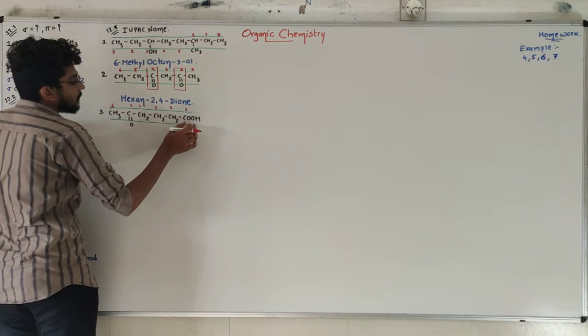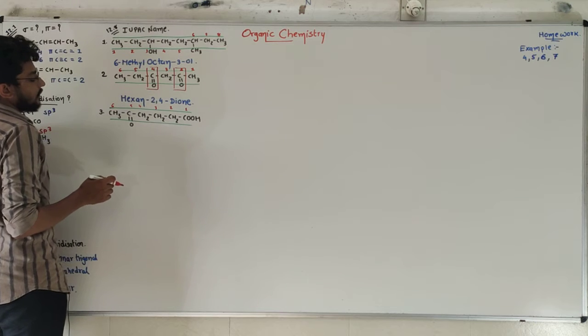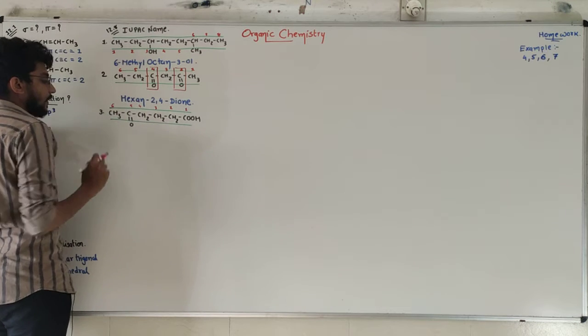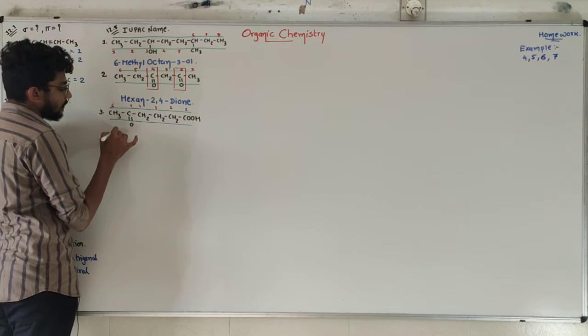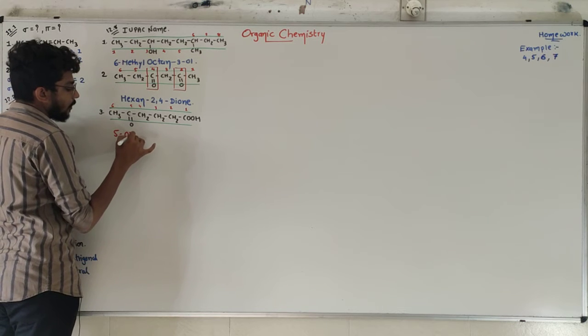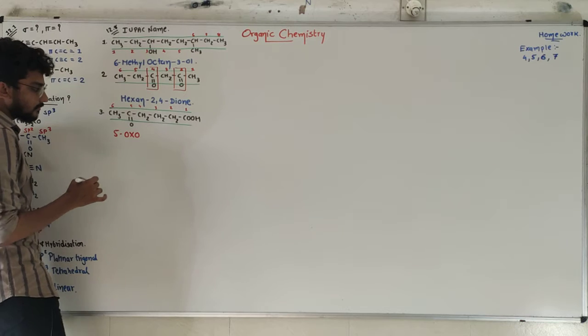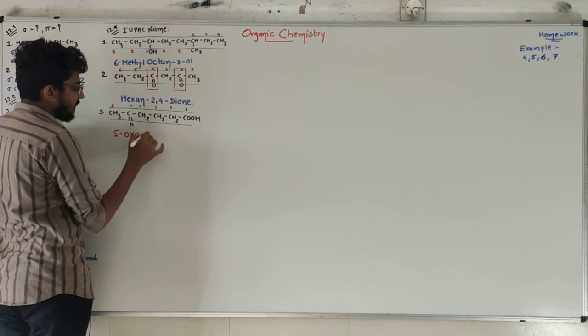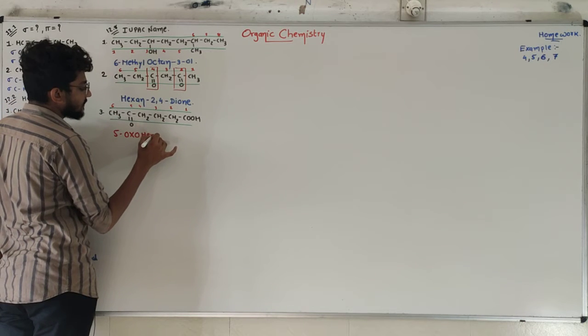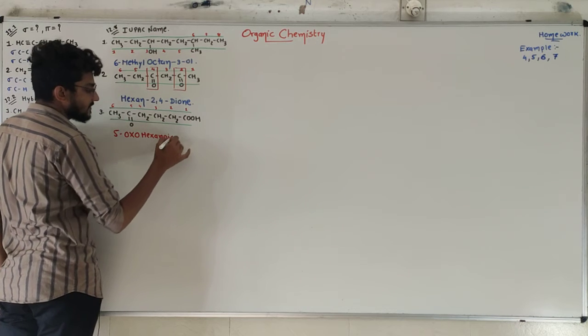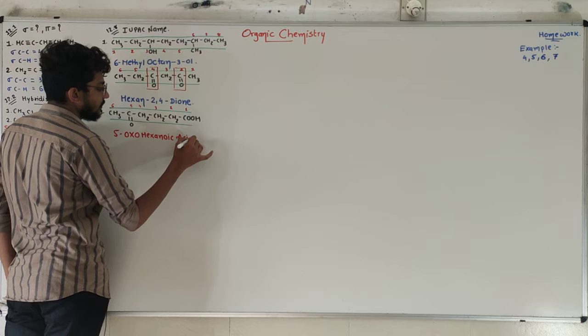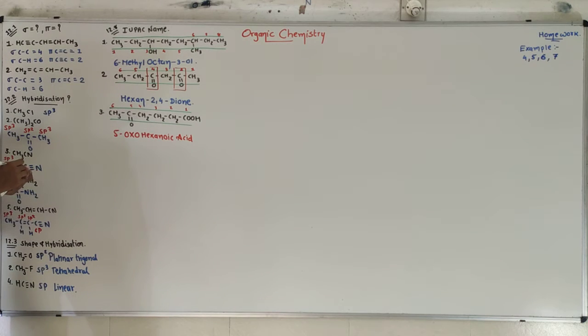Now because of the suffix of the carboxylic acid, a prefix for the ketone will be used. The prefix of the ketone is oxo. That's why 5-oxo. 6 carbons are there. That's why hexane and oic. That's why 5-oxohexanoic acid will be the name.